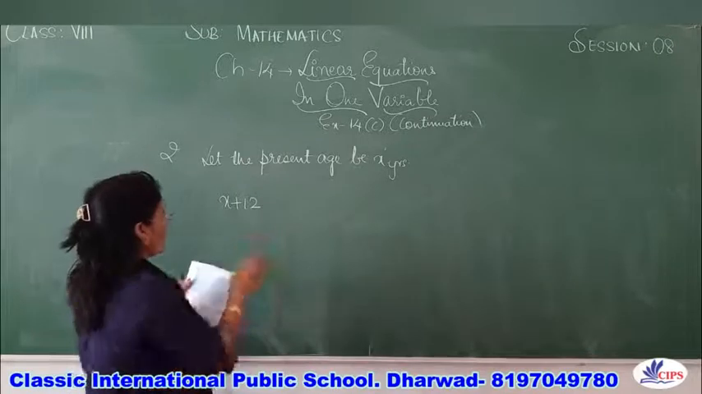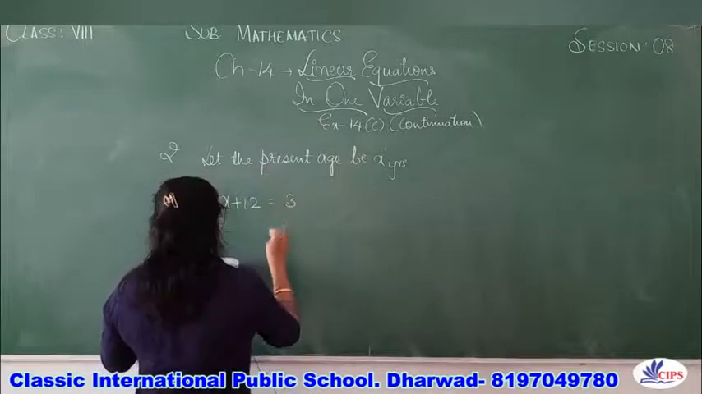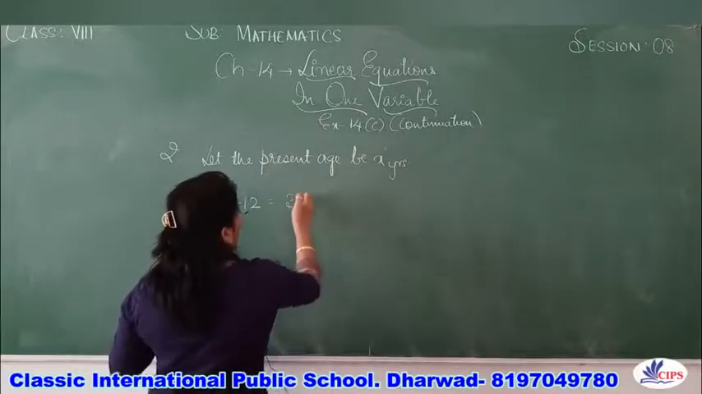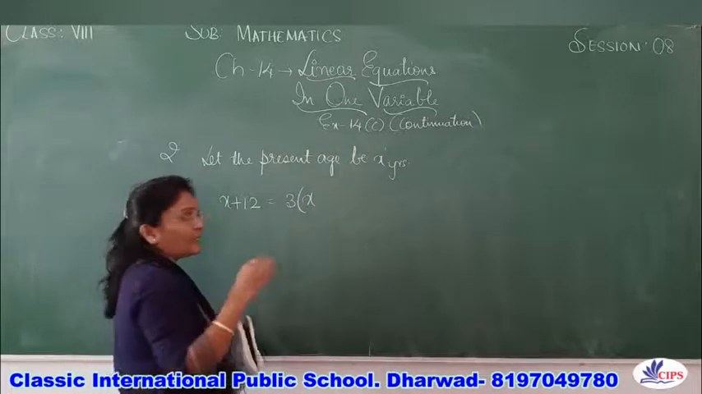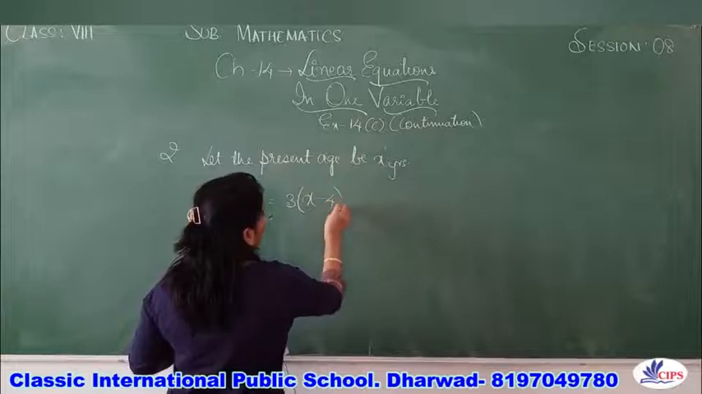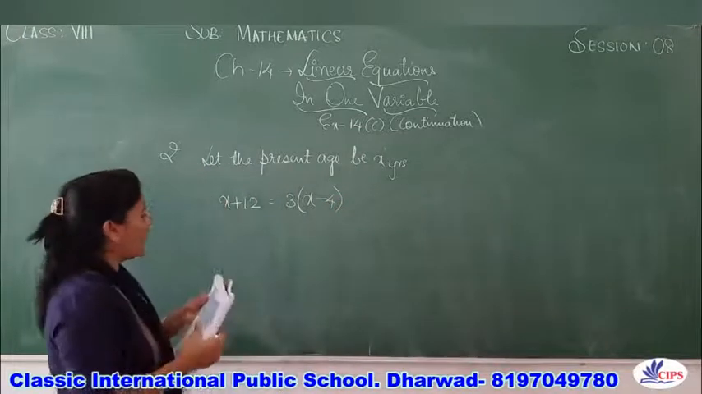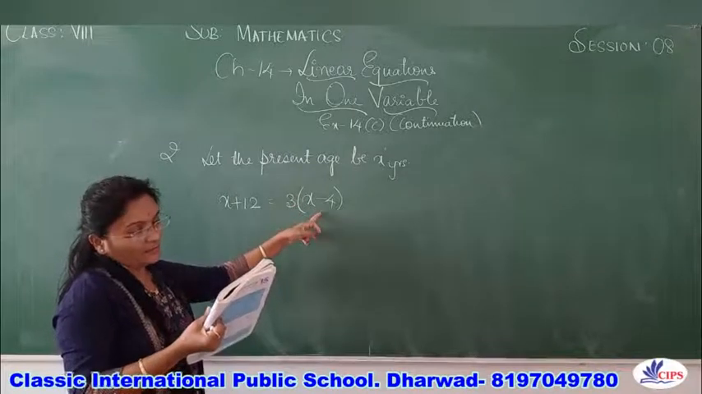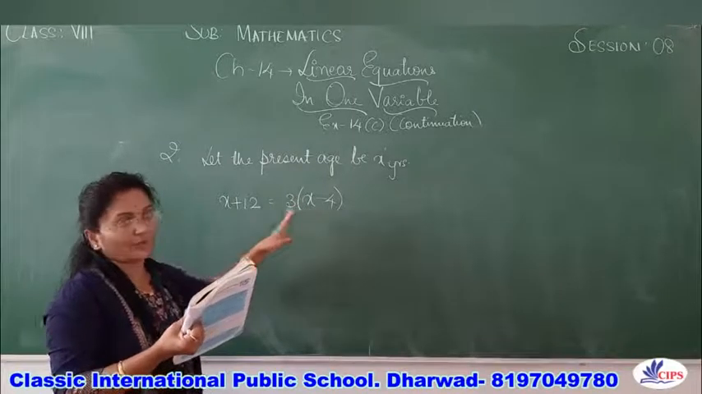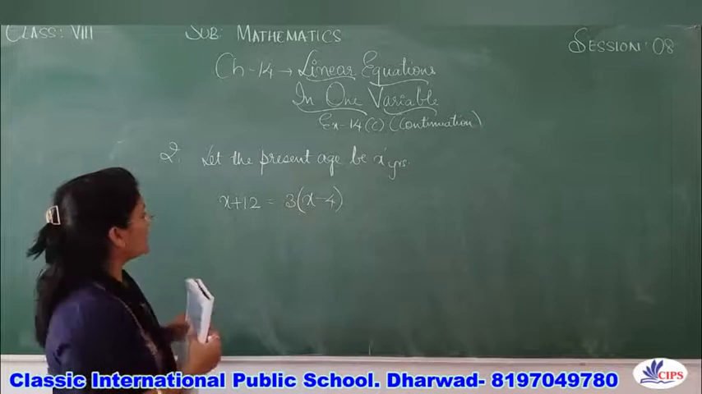After 12 years how much he will be? 3 times as old as I was 4 years ago. So his age is x, 4 years ago means minus 4. So we have to take x minus 4 here. See, after 12 years he will be 3 times as old as I was 4 years ago. So we have got the equation like this. Now let us solve it.